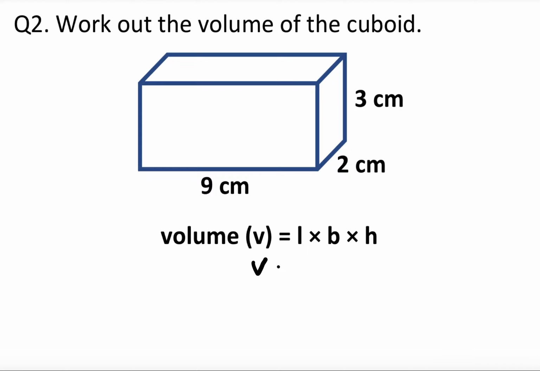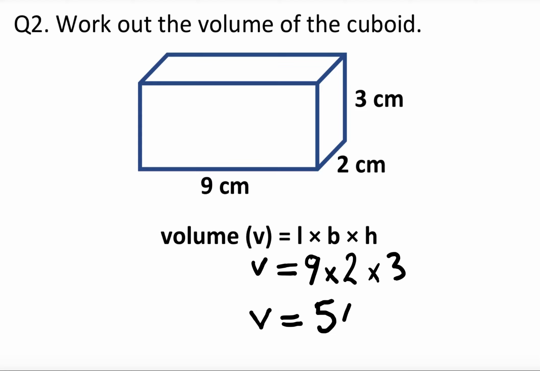Let's put V down here. V equals the length. The length is 9 times the base, which is 2, times the height, which is 3. So the volume will equal 2 times 9 is 18. 3 18s are 54, but it's not just 54, it's 54 centimeters, and because it's volume, it's cubed.